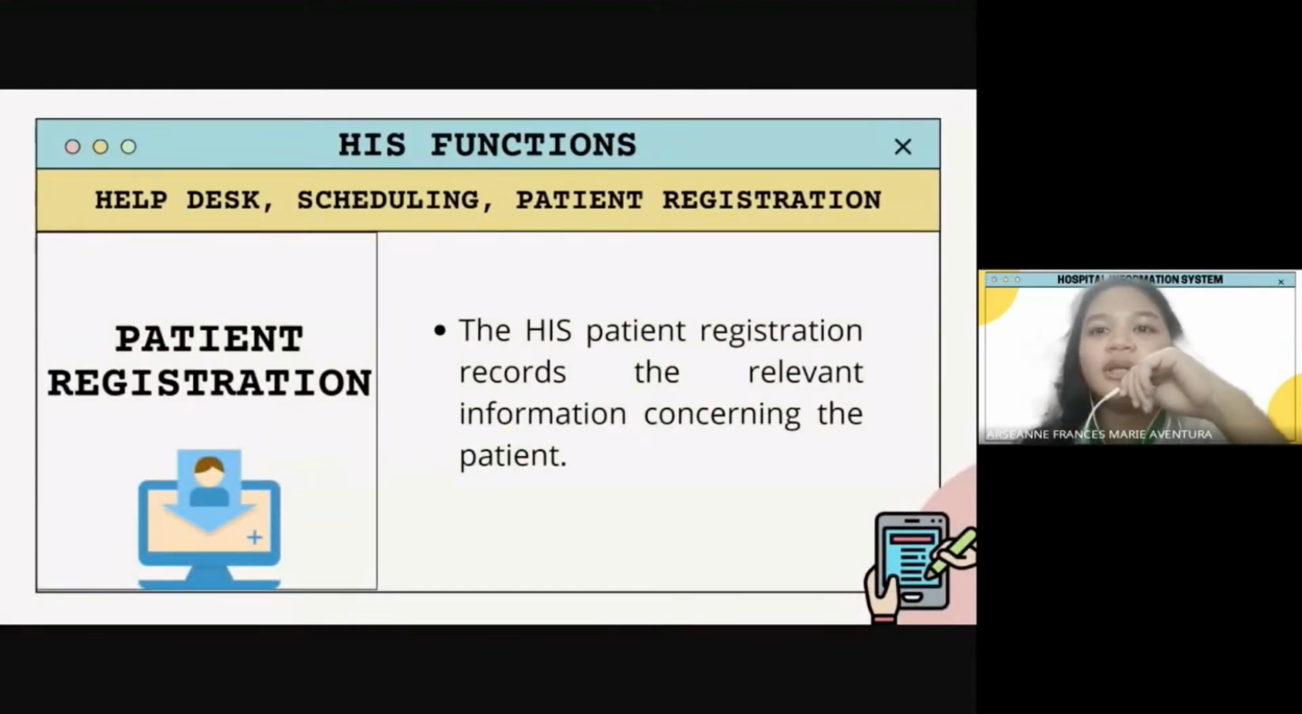Patient registration. The HIS patient registration records the relevant information concerning the patient. This form is used to keep track of the patient's relevant details. This piece of information is used to keep track of records and manage accounts. This form is usually filled out during the patient's visit or consultation, and if the patient is unable to complete the form due to the need for immediate medical attention, the form can be filled out by a relative or a guardian.